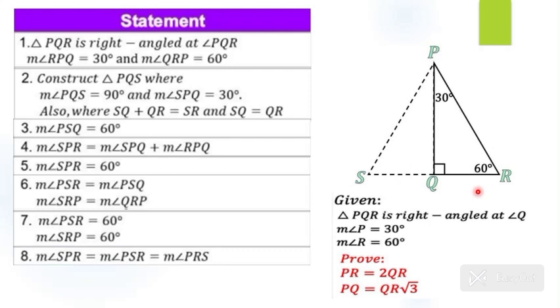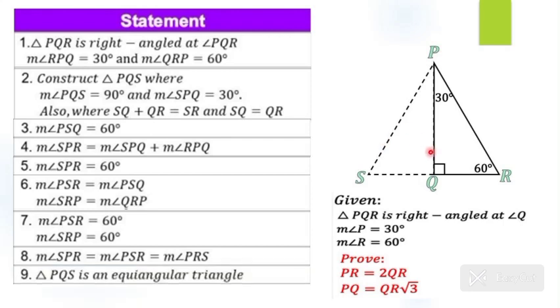Now, in number 8, by transitive property again, we have the measurement of our angle SPR is equal to the measurement of our angle PSR is equal to the measurement of our angle PRS. So this only means that all the angles S, P, and R are congruent. So they have 60 degrees.